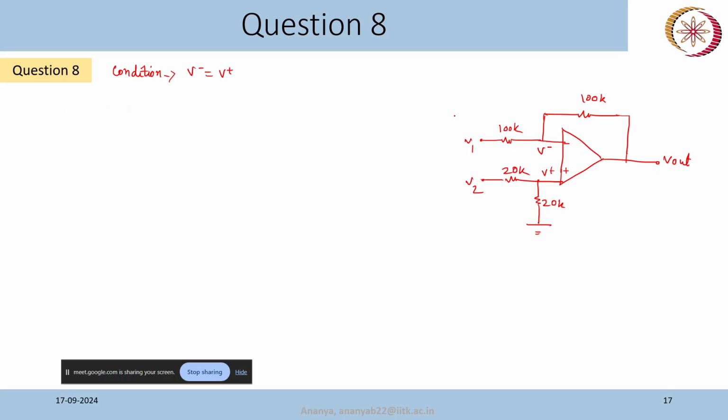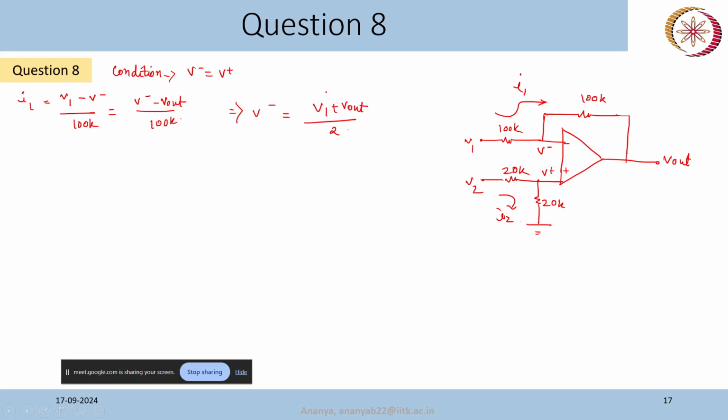Okay. So let's say the current here is some I1. I will use this loop. Here current I1 will be equal to V1 minus V minus by 100k. That same current is flowing here, that will be V minus minus V out by 100k. So V minus is equal to V1 plus V out by 2.